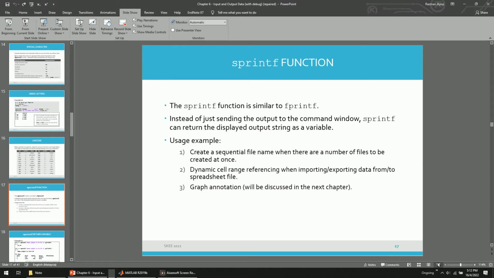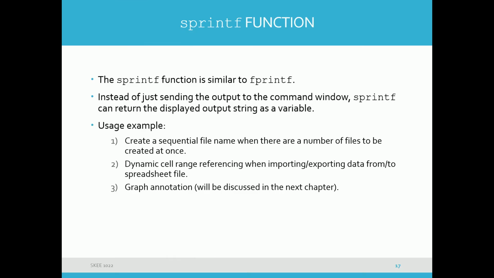So we continue with the next part, which is sprintf. Basically it's the same. sprintf and fprintf are the same, but the advantage of sprintf is that it can return the output as a string variable. Before this, fprintf was mostly towards 1, 2, 3, 4, 5, but sprintf is more towards A, B, C, D, E. So that is what is meant by this sentence.